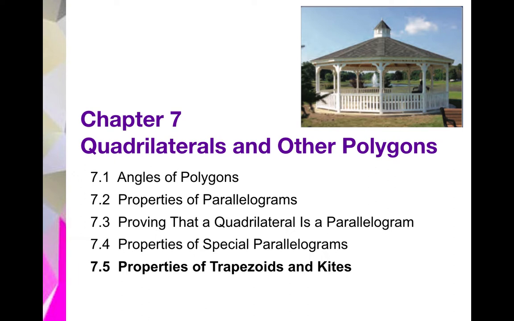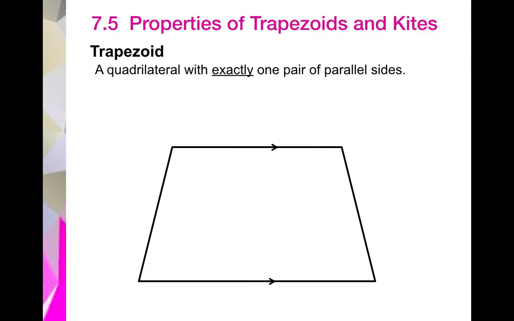Greenstein's Geometry, and we're doing Chapter 7.5, Properties of Trapezoids and Kites. So far, we've been talking about parallelograms, and now we're going to talk about a couple more quadrilaterals that are not parallelograms. The first one is the trapezoid, and a trapezoid is not a parallelogram because it only has one pair of parallel sides. If the other pair of sides were parallel, then it would not be a trapezoid. So exactly one pair of parallel sides.